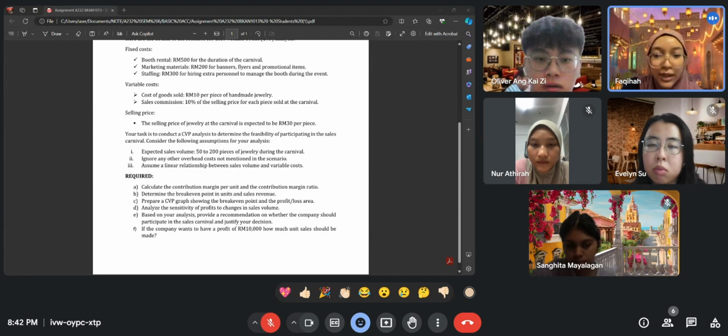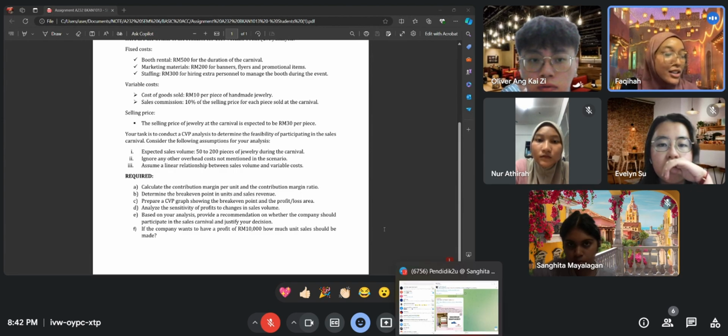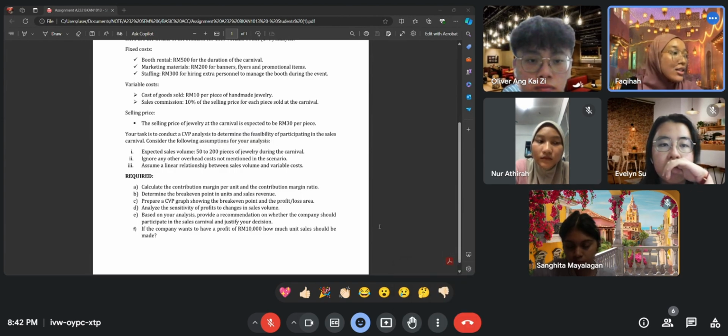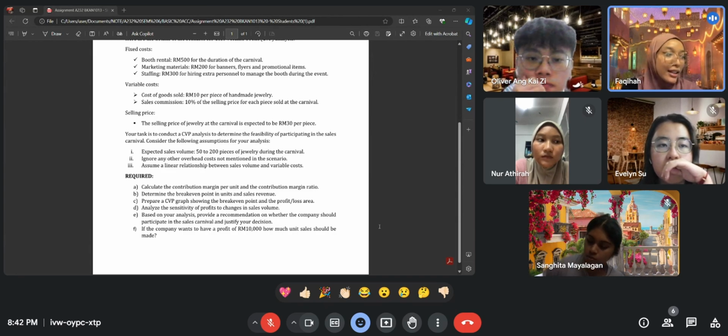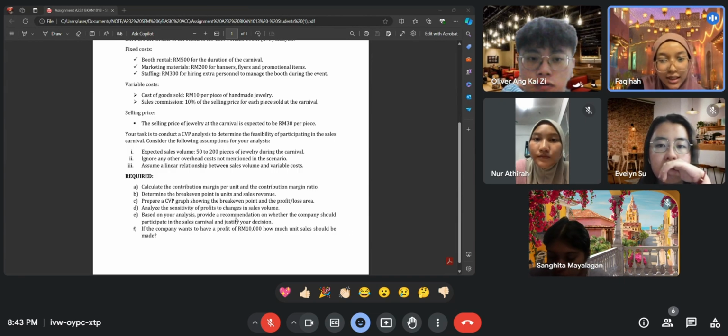And then we move to the contribution margin ratio. So the formula of contribution margin ratio is the selling price minus variable cost, so it's 30 ringgit minus 15 and divide by 30. So the answer is 50%. So that's all for my question.